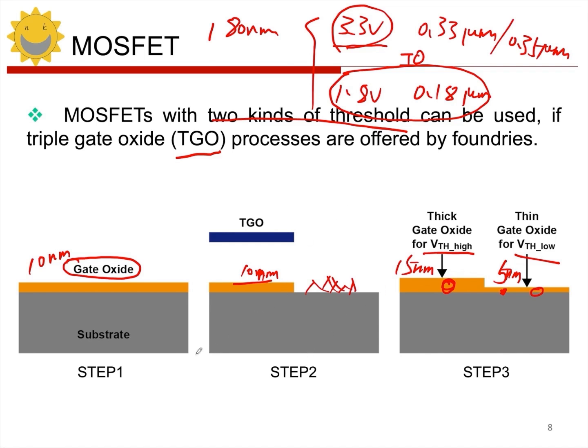Since the entire process has gone through three oxide steps, it is called triple gate oxide, which is a layer of TGO, its function.